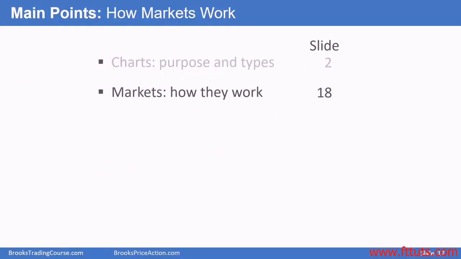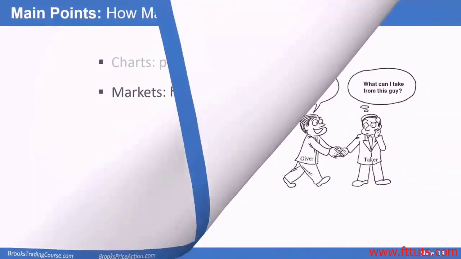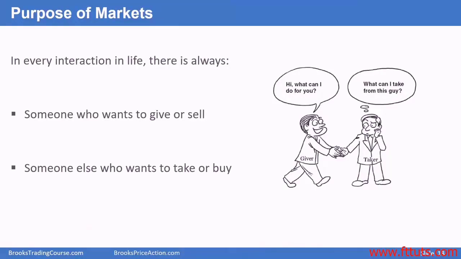You'll often hear people talk about the market, or the stock market, or the futures market, or the forex market. And there are many types of markets. In every interaction in life, there's always somebody who wants to give or sell something, and there's always somebody else who wants to buy something. And they trade between one another.